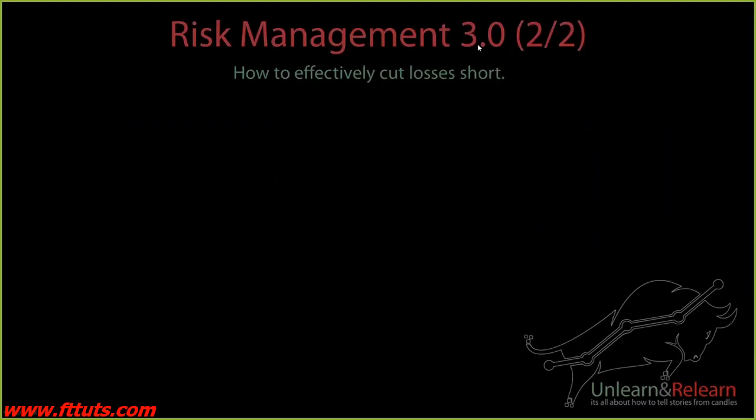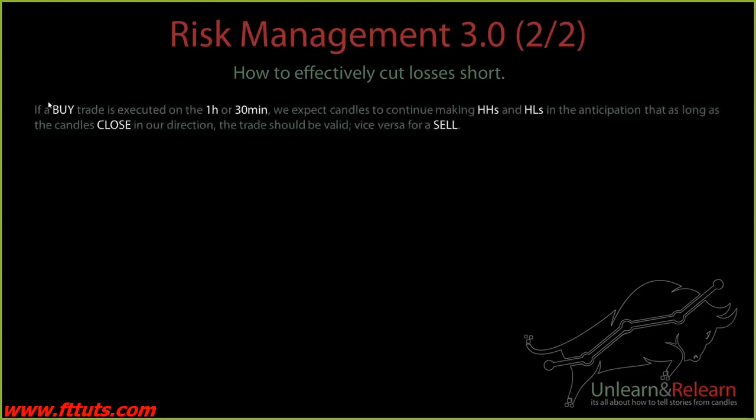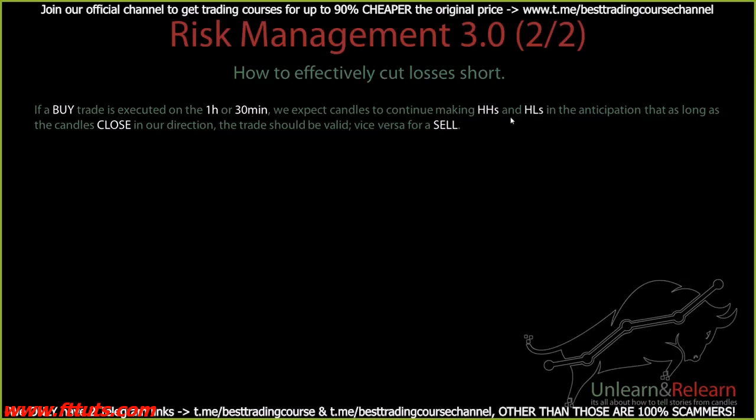Part 2 of risk management 3.0 is how to effectively cut losses short. So if a buy trade is executed on the 1 hour or the 30-minute, we expect candles to continue making higher highs and higher lows. So just understand this concept first. If we think price is continuing bullish on the 1 hour and the 30-minute, we want candles to make higher highs and higher lows.